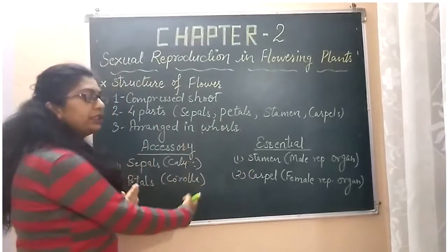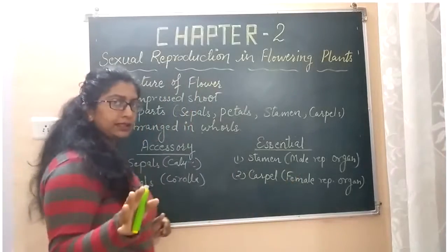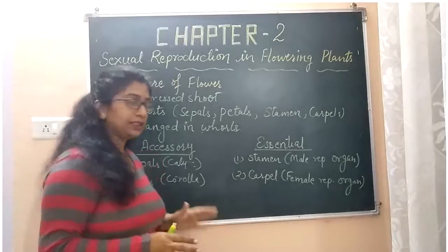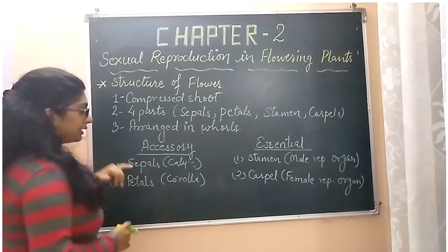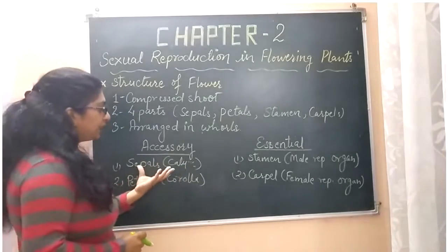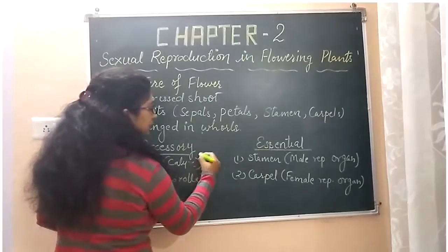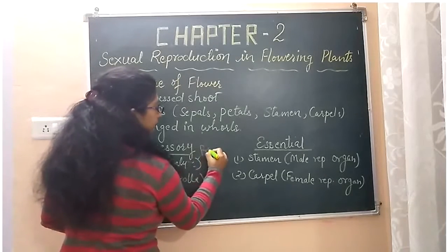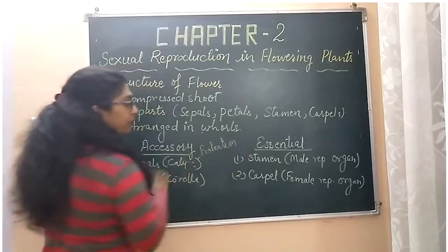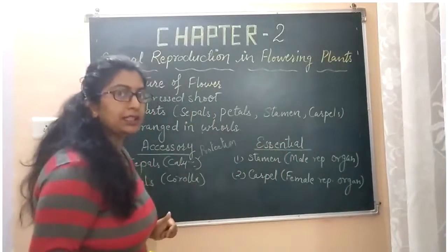Okay, so these four parts are divided into two sets. One is your accessory organs and the other one is your essential organs. Accessory organs don't help in reproduction. So here you have sepals, which are collectively known as calyx, and they are mostly green in color. So what is their function? Their function is protection. And what do they protect? They protect all the three parts which are found inside the flower.